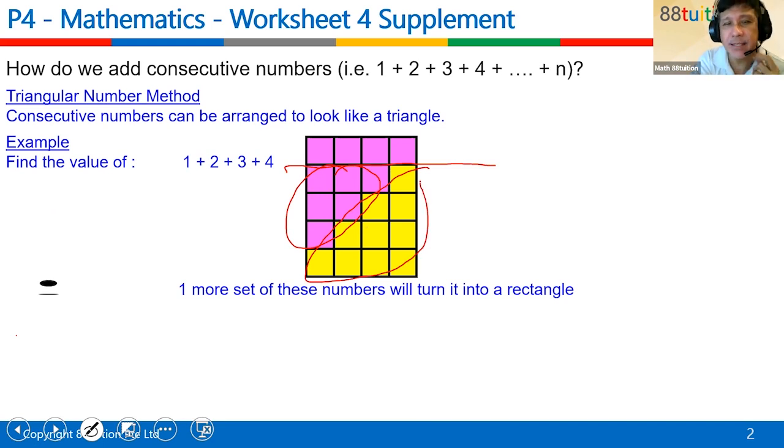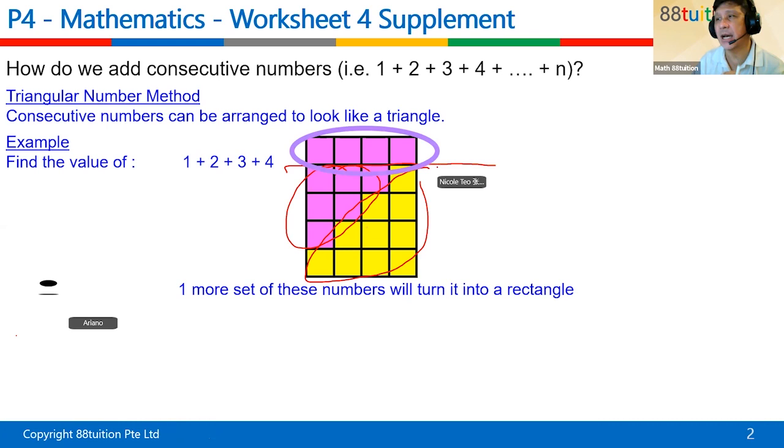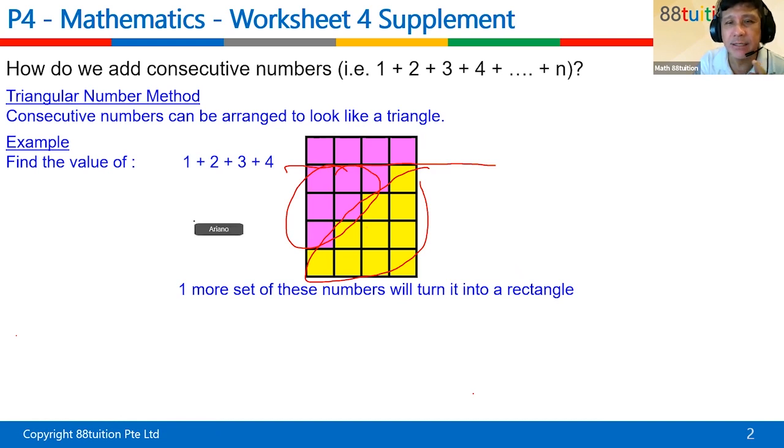But if I want 2 sets of 1, 2, 3, 4, it becomes like this. It is not a square, it is actually a rectangle. Okay, it is actually a rectangle. And why do we actually need to know the rectangle? Because which you will learn later on in this year, we know that the area of a rectangle is actually the two sides multiplied together.